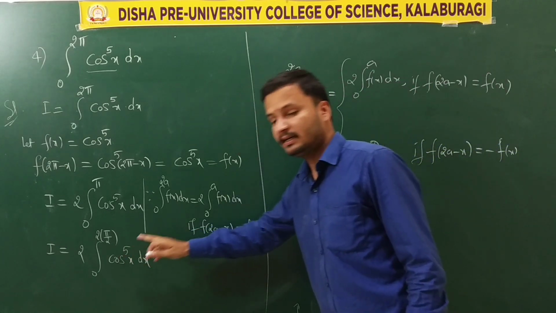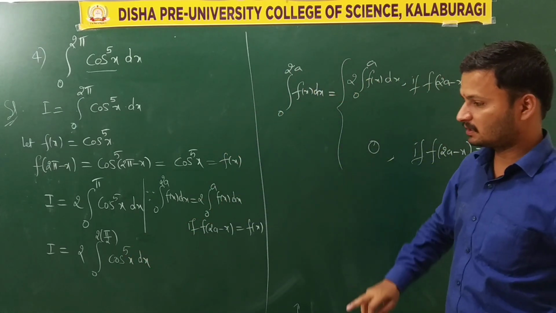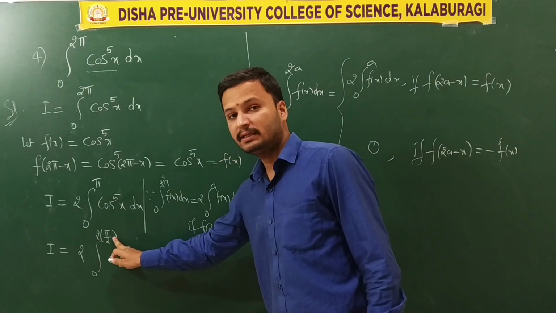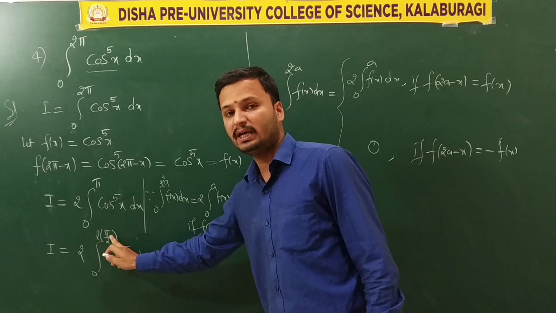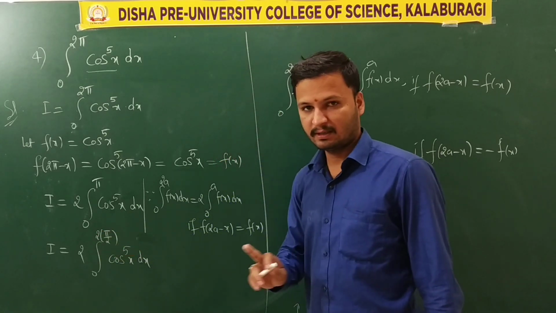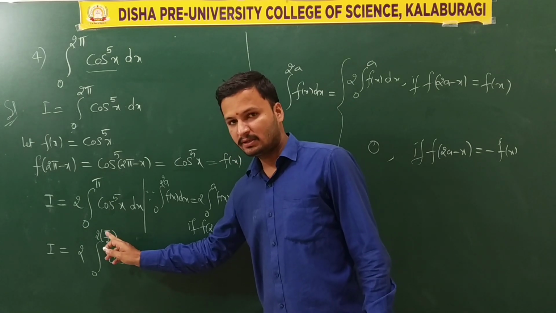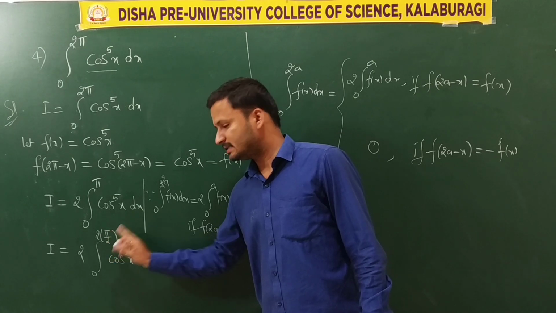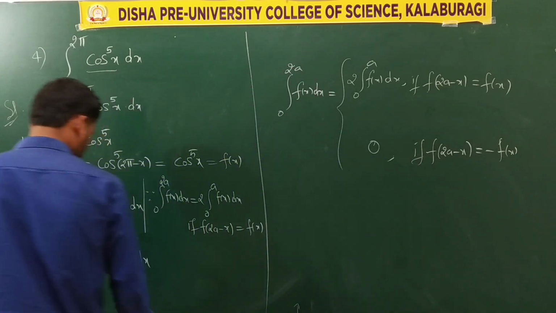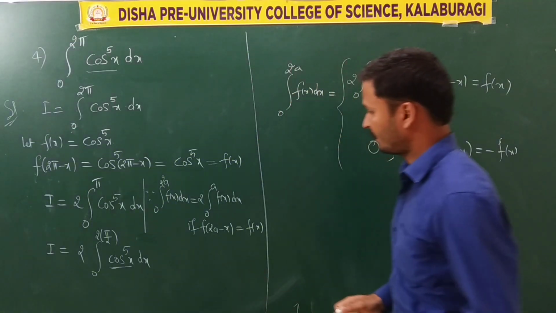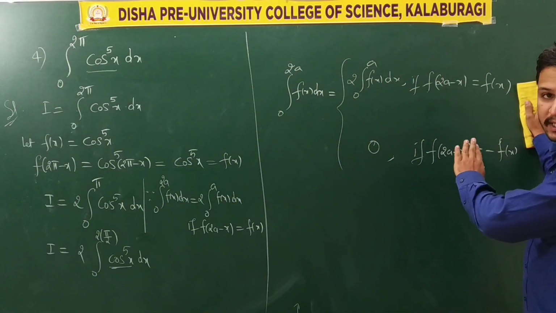In this case, use this property again. So what happens, cos raised to 5x dx, here 2a, a is pi by 2, so 2a is only pi, correct? 2a is 2 into pi by 2, so the 2 gets cancelled, so 2a is pi and a is pi by 2 in this case. So now see here, cos raised to 5x is f of x. You know this property, right?